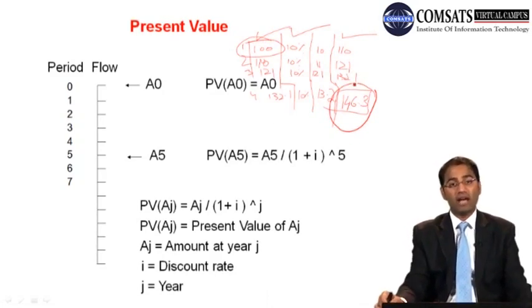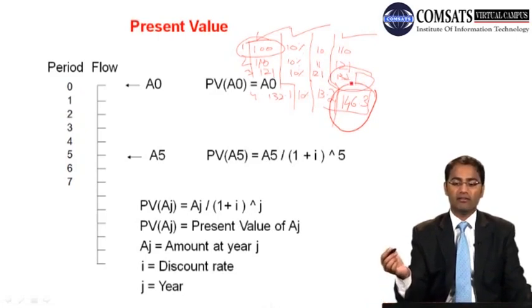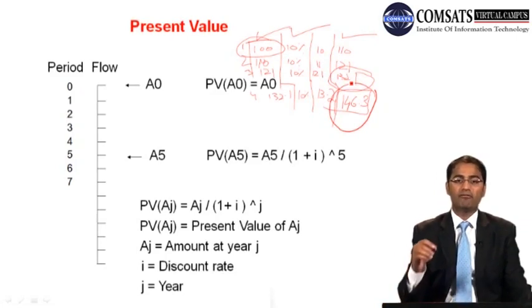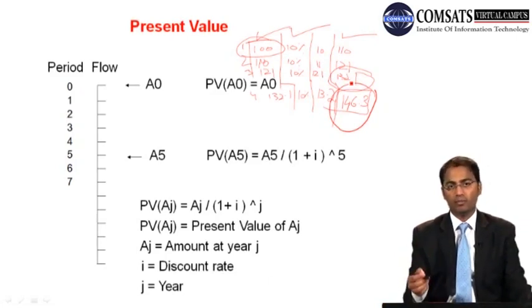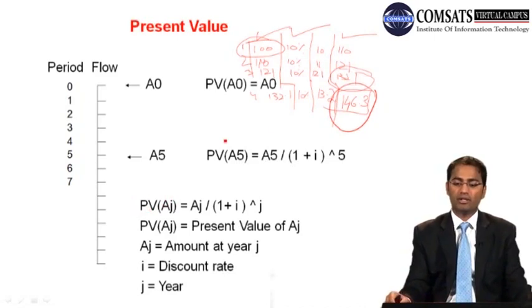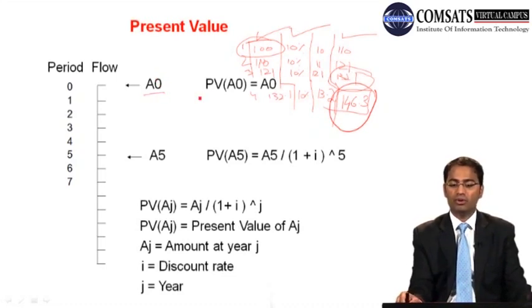And the present value of 132.1 after 3 years is 100 rupees today. So the future value of 100 rupees after 3 years will be 132.1 rupees. This is what has been shown in that example. Okay, so if we have A naught, then the present value of A naught is equal to A naught.